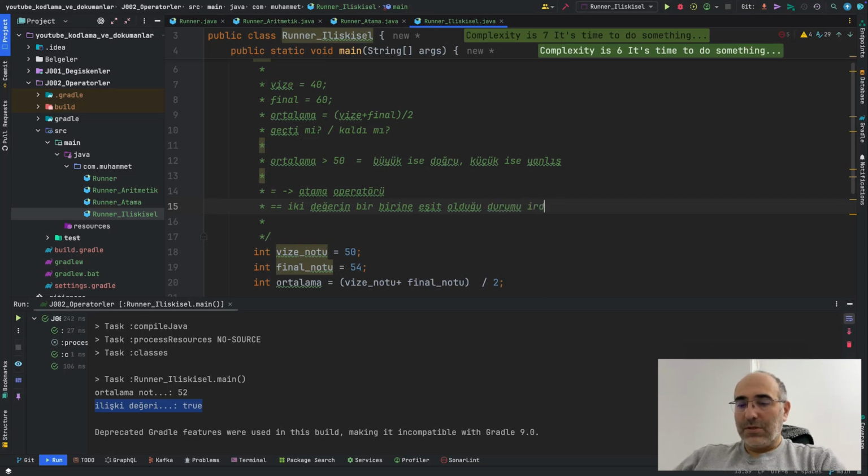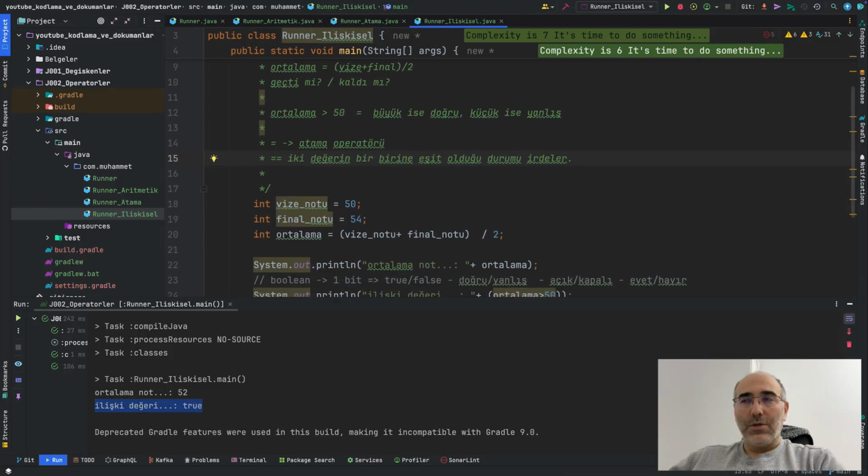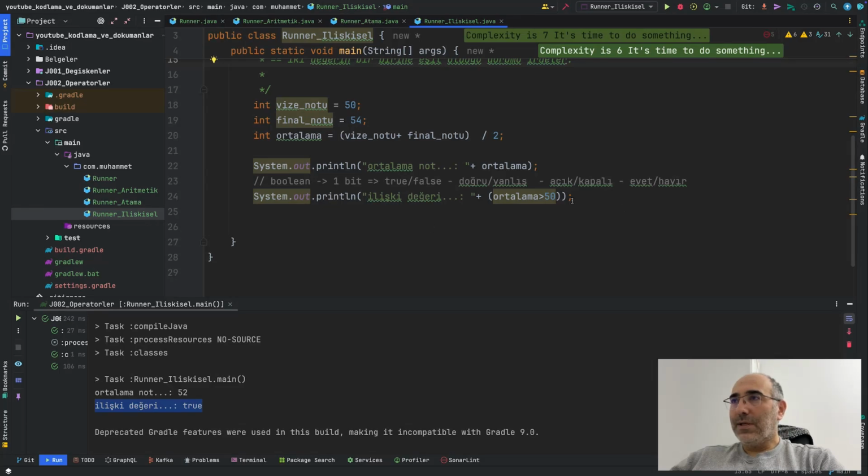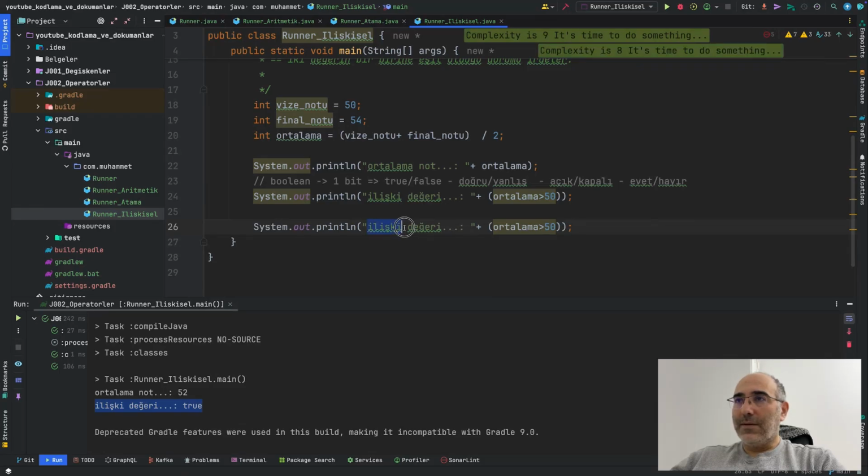That's the situation they're in. So this, is it equal, is what it's asking. Look, we can do it like this. Let me copy this with Ctrl+C and write it here. Look at the question. So, I'm saying, is the average equal to 50?